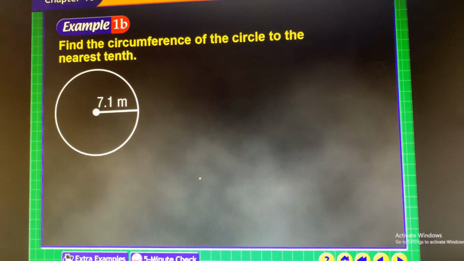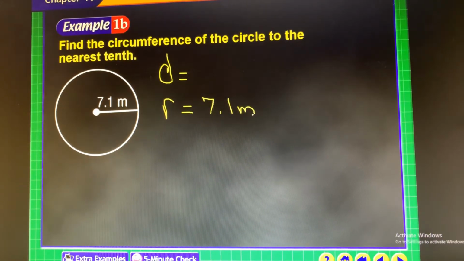Okay, let's do this one. What did they give us this time? Radius, right, because it radiates from the center out. It doesn't dart all the way through the circle like a diameter. Diameter equals, radius equals. In this case, the radius is 7 1/10 of a meter. If I asked you to find the diameter of this, you would double that, right? So you get 14 2/10.